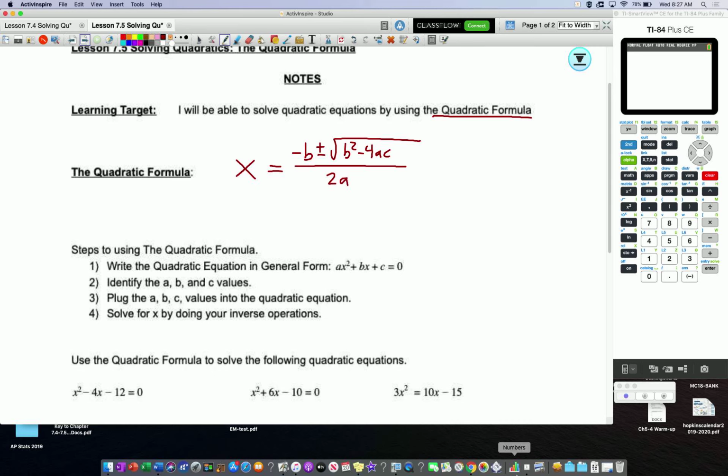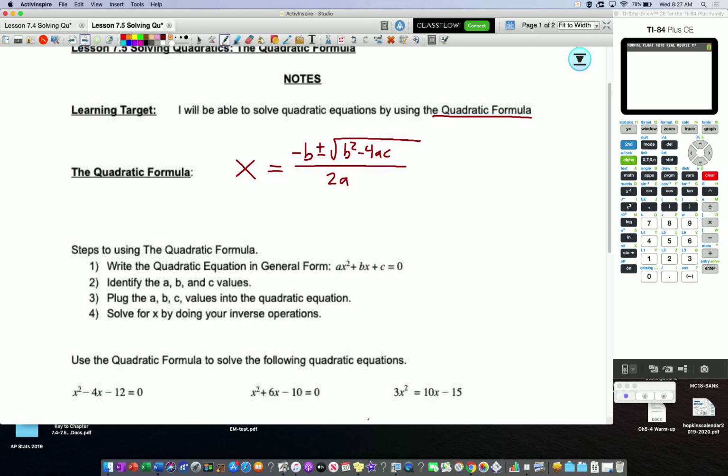Now, you may have even learned it by the song Pop Goes the Weasel. So I'm going to sing for you just one time real quick. X equals negative b plus or minus the square root of b squared minus 4ac all over 2a. It's kind of a neat jingle to help you remember what the formula is.